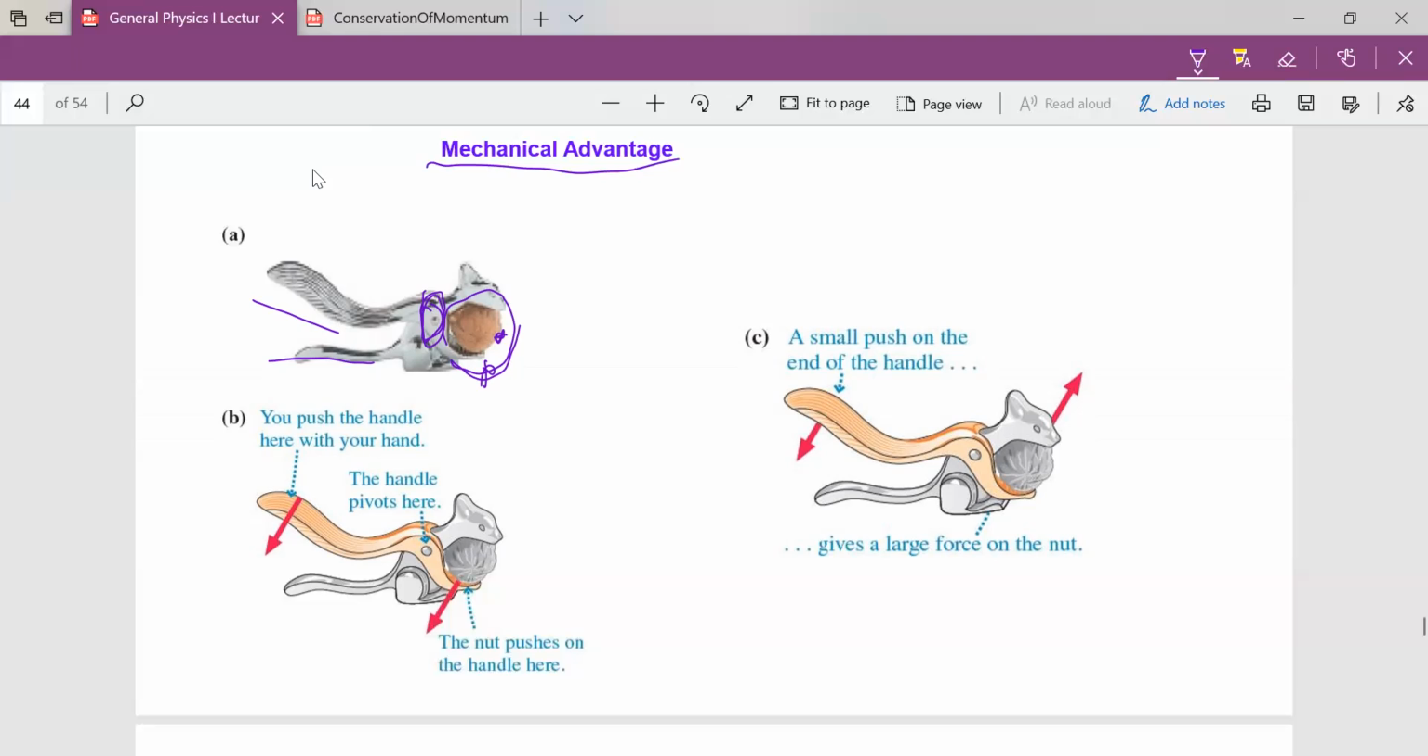So the idea behind the nutcracker is that a small push applied at the handle gives a big force that can bring about the cracking of that nut, such that when you try to do it manually, it's going to cost you more. But when you use this machine, it makes work easier. So you see different forces acting and how we leverage on that in designing the nutcracker.